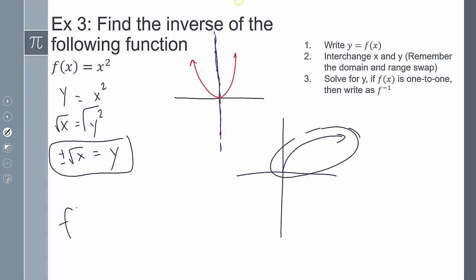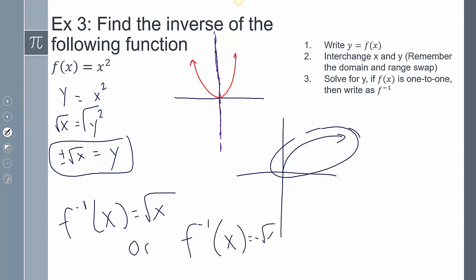So I could say my inverse function is only the positive square root of x, or my inverse function is going to be only the negative part. It can't be both, because if I do both, I get that, and it fails the vertical line test. It's not a function. So just be aware of that.